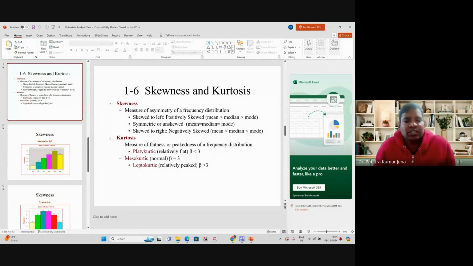When I teach you OLS, I'll tell you that you need a normal distribution. That is an assumption of OLS. So their mean, median and mode should be equal. If the mean, median and mode are not equal, that is not normal, so you need some nonlinear techniques.